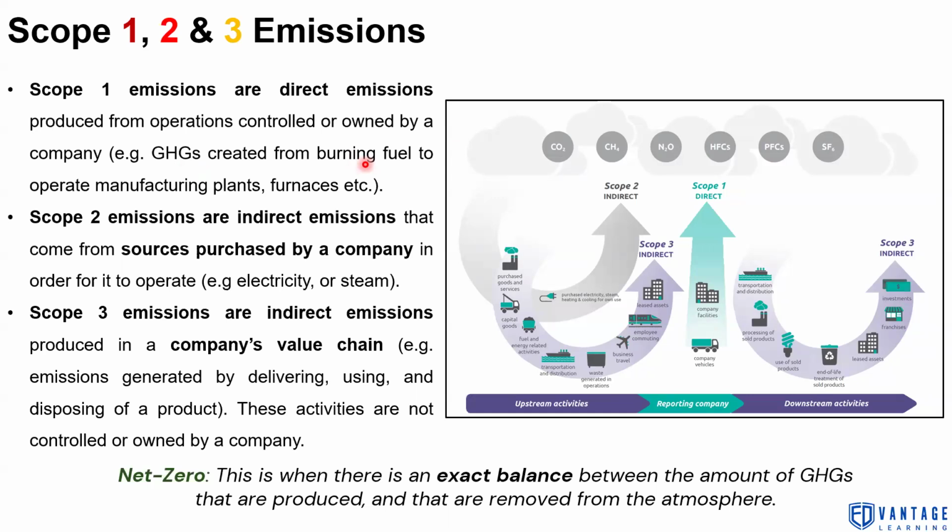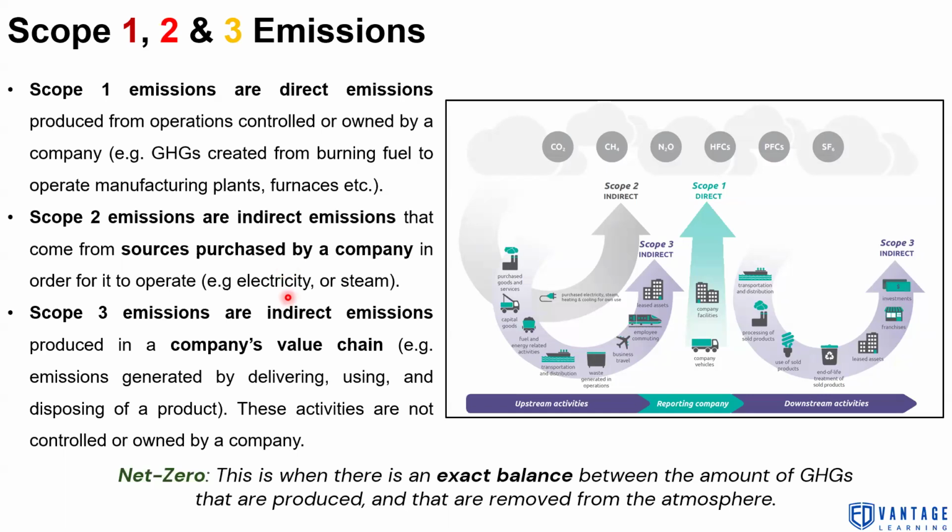But scope 2 emissions are indirect emissions that come from sources purchased by a company in order for it to operate. Maybe it's electricity, steam. So when the company uses fuel for operating their refinery, so that comes up in a part of scope 2, but burning it will come in scope 1.